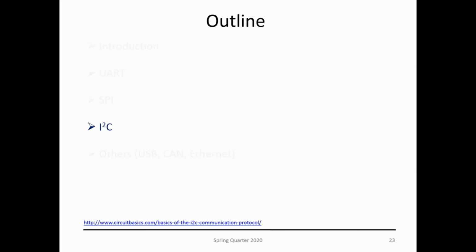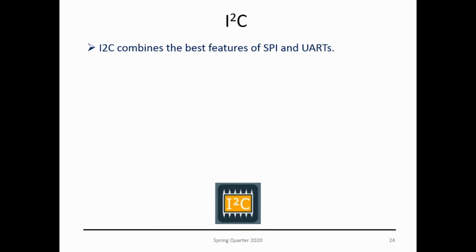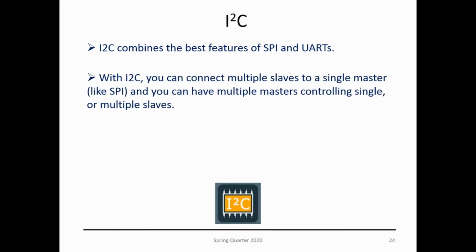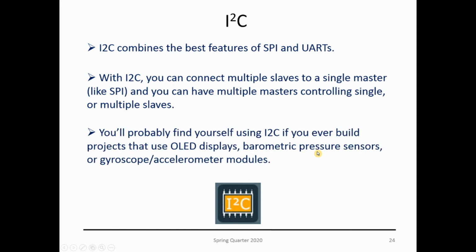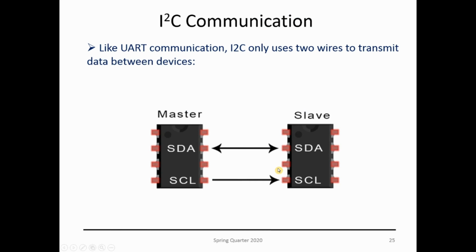Let's go over I2C. I2C combines the best features of SPI and UART. With I2C you can connect multiple slaves to a single master, or you can have multiple masters controlling single or multiple slaves. You probably find I2C when you build OLED displays, barometric pressure sensors, or gyroscope modules, so it's widely used.